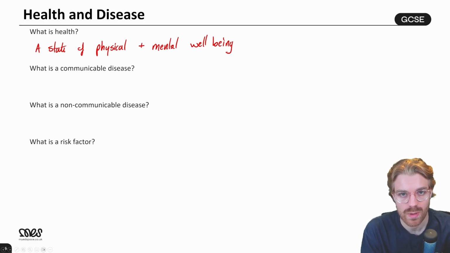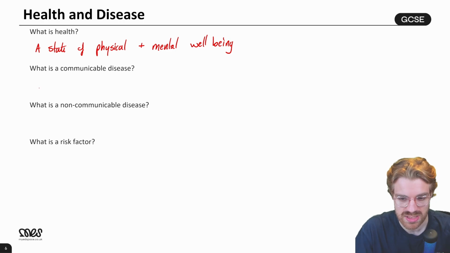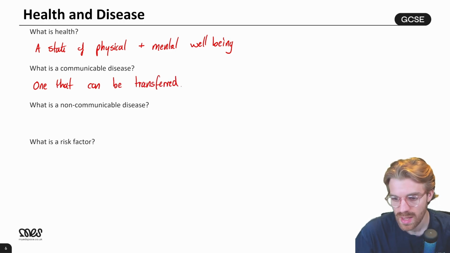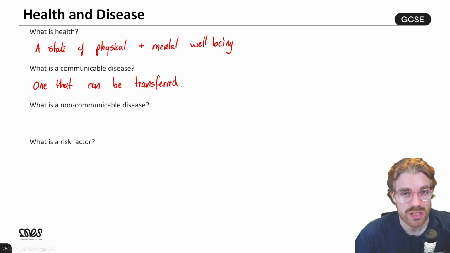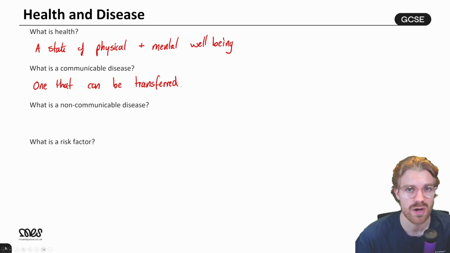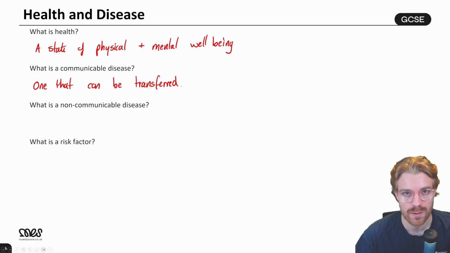And our physical well-being might be affected by disease. And we have two different types of diseases. Our first type is a communicable disease, and a communicable disease is one that can be transferred. Now, communicable diseases are usually caused by pathogens, and I break down all of the different types of pathogens you need to know about in my Module 3 explained video. So go check that out.